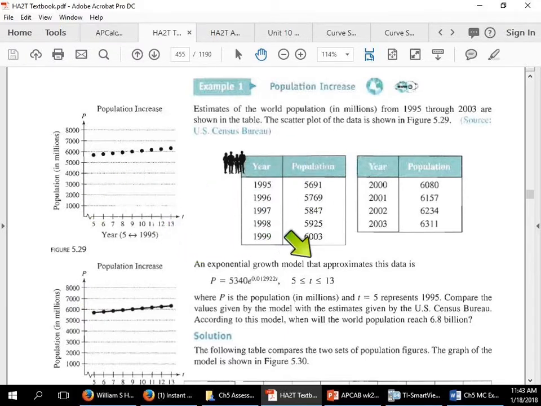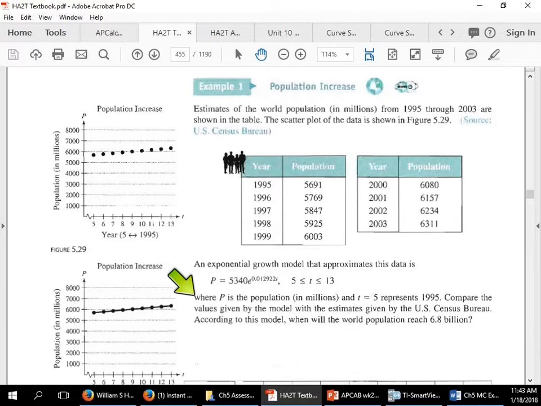An exponential growth model that approximates this data is right there. Ooh, that's cool. So it just gave us a function to use. What are we supposed to do with this, though? Let's see. P is the population in millions, and T equals 5 represents 1995. Okay, so it's explaining this model to us. Compare the values given by the model with the estimates given by the U.S. Census Bureau. So we've got to compare the model to those.